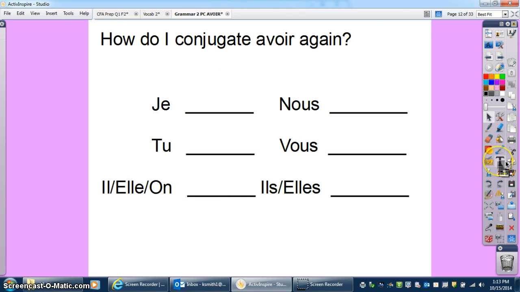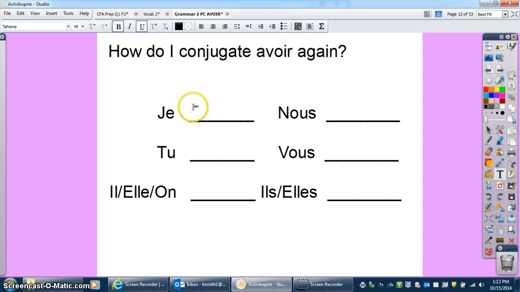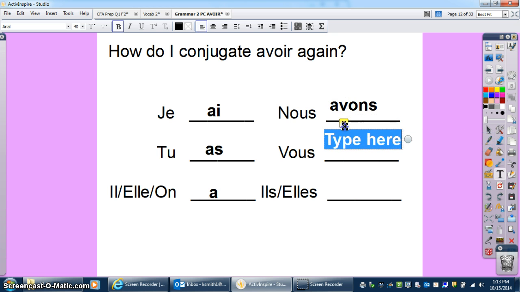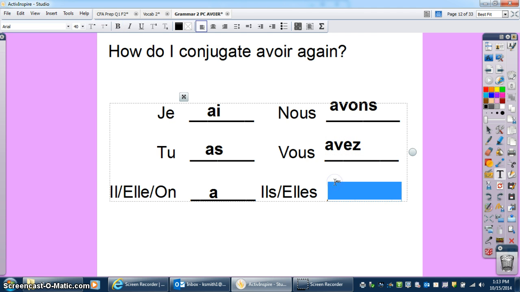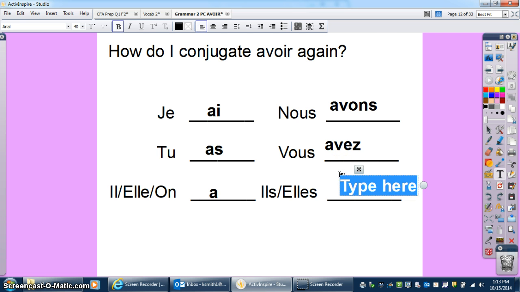So let's make sure that we remember our conjugations of avoir. So for je, we said we have ai. For tu, as. Il, elle, on, a. Nous avons. Vous avez. Ils et elles ont.